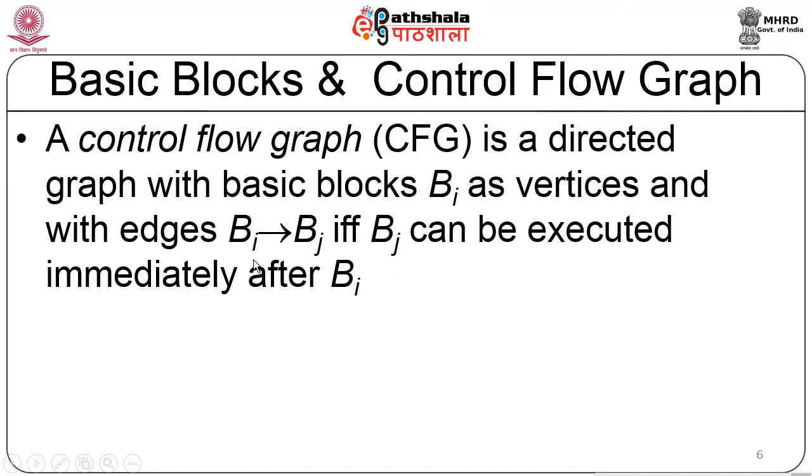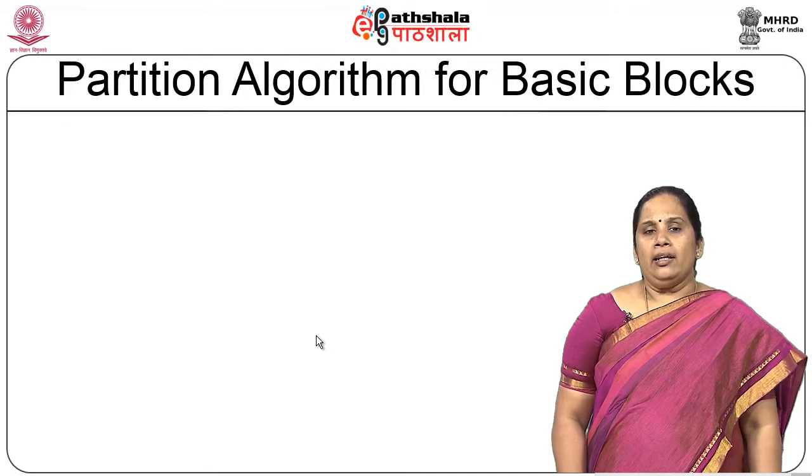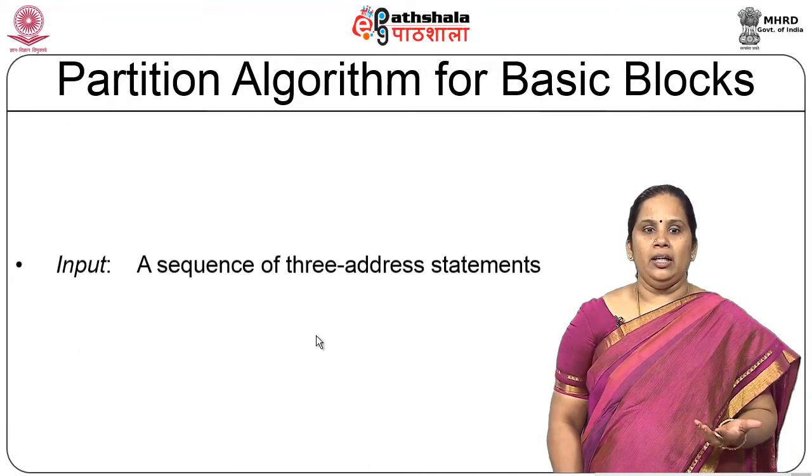In this case we already know Bj is called a successor block and Bi is called a predecessor block. This is irrespective of whether it is a backward arrow or a forward arrow. So where you originated is called the predecessor block, and where the arrow went is called the successor block. Now the algorithm to partition into basic blocks is discussed here.